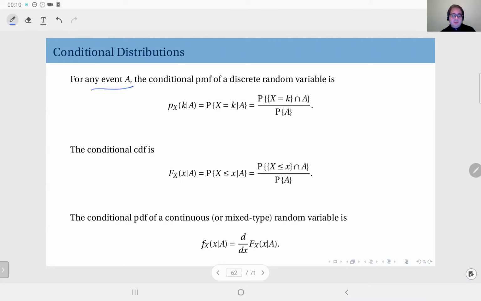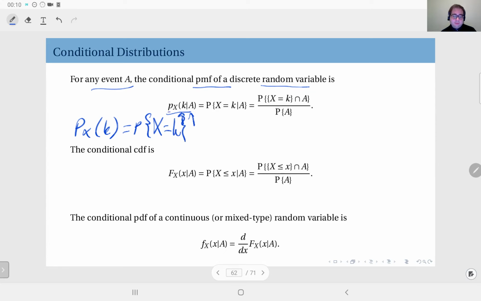The conditional PMF of a discrete random variable will be the conditional PMF of x at k given A. So this is by definition. If you didn't have the conditioning, this would be the PMF at k is equal to the probability that x equals k. Simple as that. Okay? So here we just have the condition.